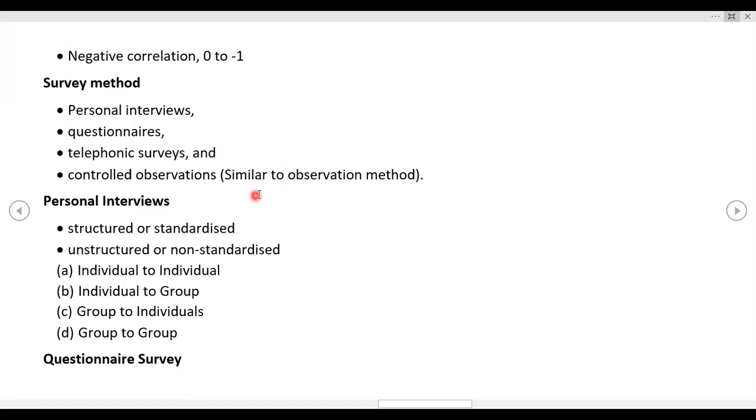And then next to it is personal interview. Personal interview deals with techniques separately. In personal interviews, there are 4 types: individual to individual, one to one, one to many, many to one, and many to many. These are the types of interviews which we can conduct with particular participants.